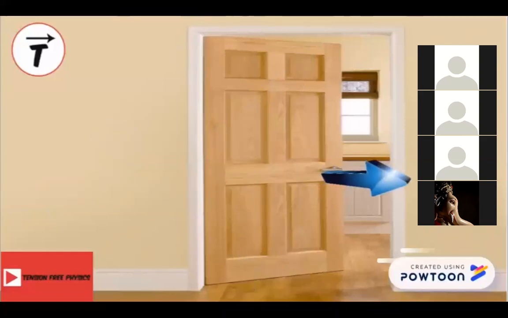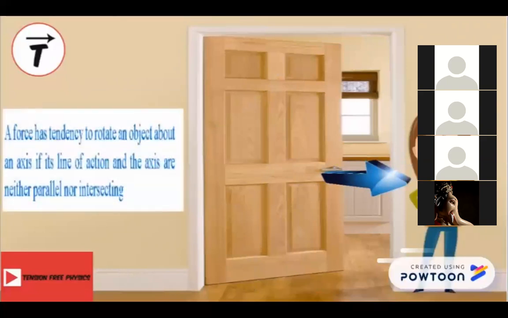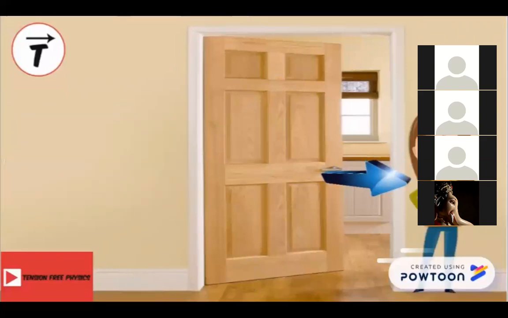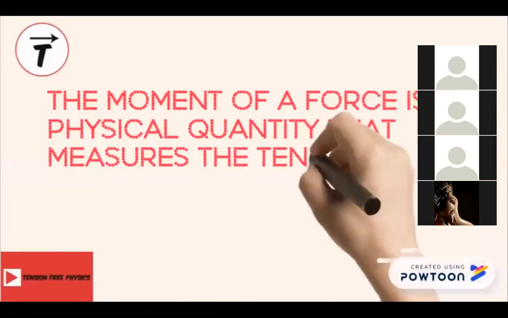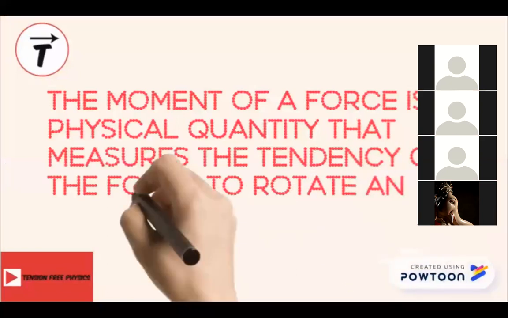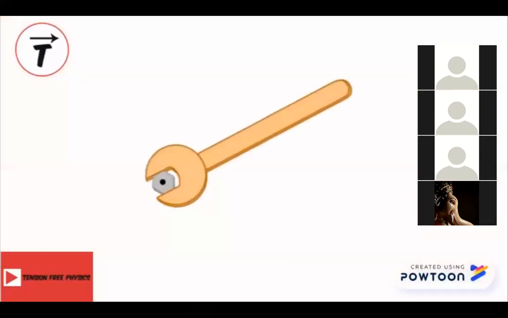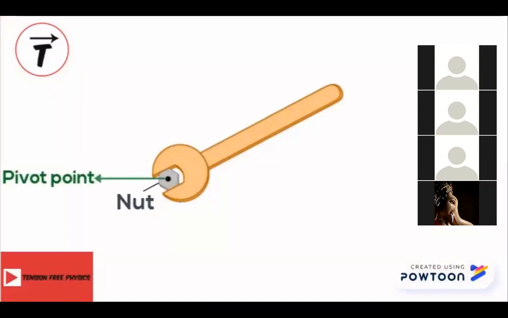A force has tendency to rotate an object about an axis if its line of action and the axis are neither parallel nor intersecting. The moment of a force is a physical quantity that measures the tendency of the force to rotate an object about a given axis. Consider a wrench that has the ability to rotate about a fixed axis passing through its pivot point and perpendicular to the plane of the screen.